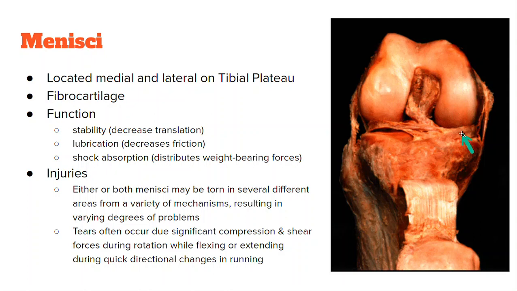So you have medial and lateral meniscus. They are on top of the tibial plateau. They're made of fibrocartilage. Their function is for stability, so to decrease translation, which could occur a lot because you have this round femoral condyle on a flat tibial plateau. They also lubricate the joint to decrease friction, and they provide shock absorption. You can injure either or both menisci. They can be torn in different areas and by multiple mechanisms.